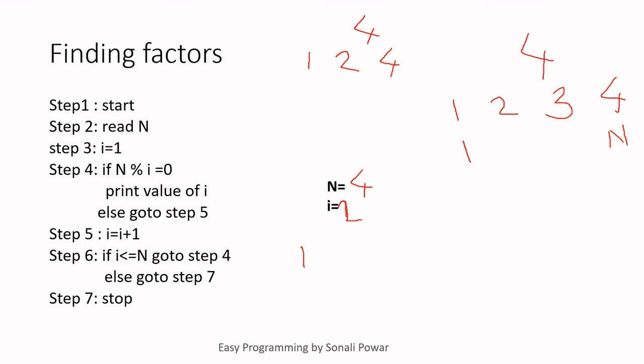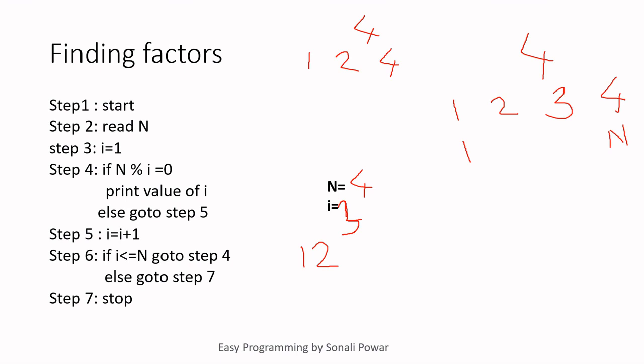In the step number 4 I said that 4 is divisible by 2. Yes, this condition is true. So it will print the 2. उसके बाद I will increment the value of I. So यहाँ पे अभी I हो जाएगा 3. So I am checking in the step number 6. ये जो मेरा I है it is less than 4, means 3 is less than 4. Yes, condition is true. So again it will go to the step number 4.